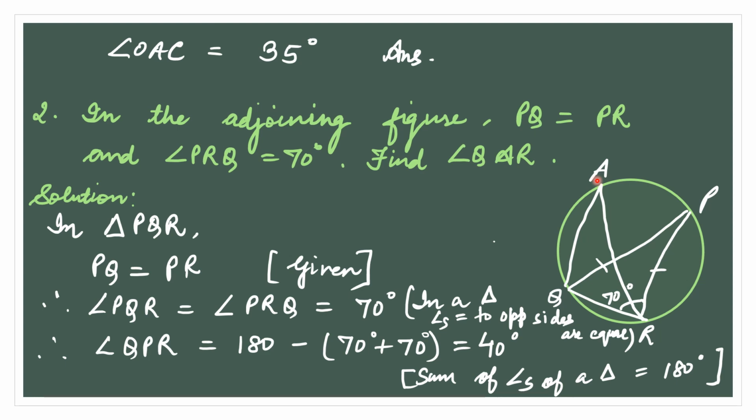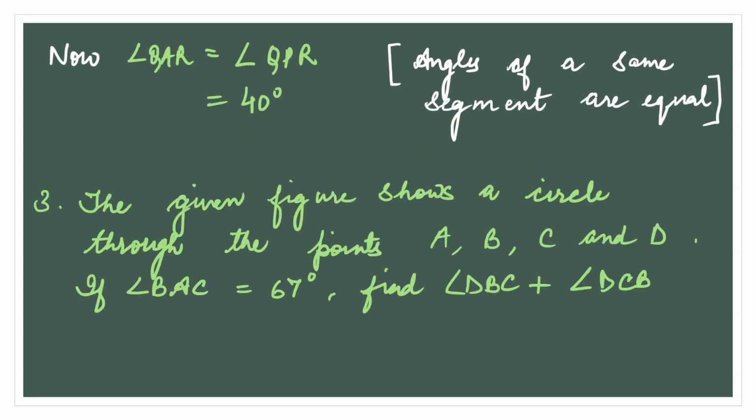Again QAR and QPR are the angles subtended at the circumference by the same segment. Therefore, QAR will also be equal to 40 degree. So the solution is given: in triangle PQR, PQ is equal to PR, so we find that angle QPR is equal to 40 degree. And then because they are in the same segment, the angle QAR is also equal to 40 degree.